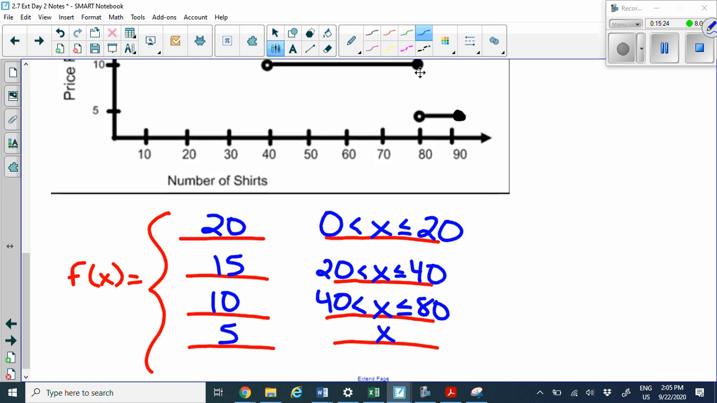And then lastly, for our 5, notice that we have an open circle at 80, closed at 90. So we have 80 and then 90. 80 is going to be open, so no equal bar. 90 is closed, so an equal bar.